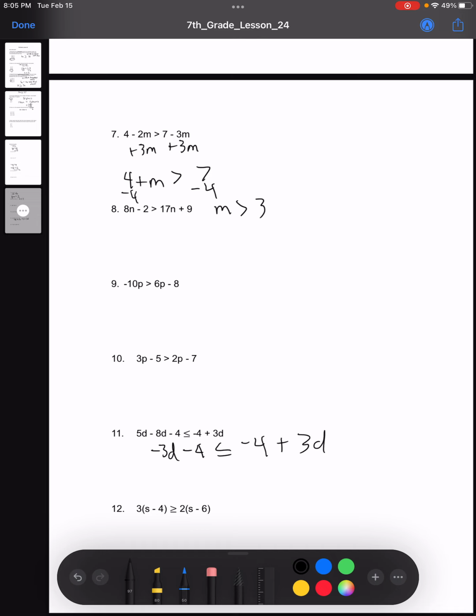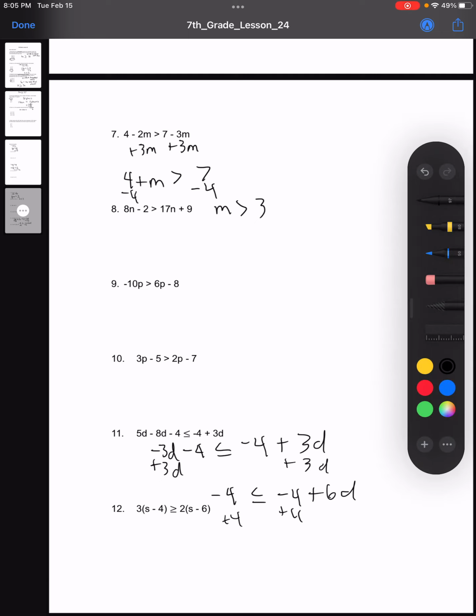We want to get all of the variables on one side of the equation, so let's go ahead and add 3d to both sides. You get negative 4 is less than or equal to negative 4 plus 6d. Add 4, and you're left with 0 is less than or equal to 6d. Finally, just divide everything by 6, and you get 0 is less than or equal to d.